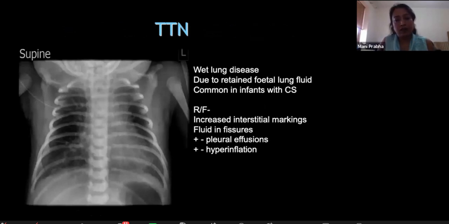It's a wet lung disease, due to retained fetal lung fluid, and is common in infants born by cesarean section. Radiologically, we see increased interstitial markings due to interstitial fluid, and there is fluid in the fissures. It can be associated with pleural effusion and hyperinflation. So this is hyperinflated as opposed to hypoinflated lungs in respiratory distress syndrome. But interstitial markings are common to both.